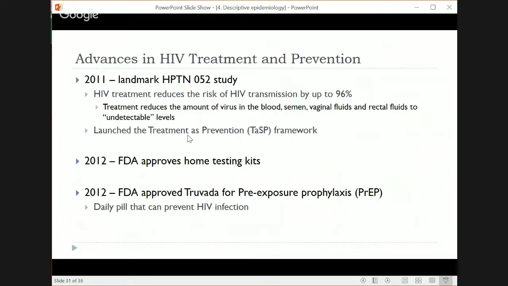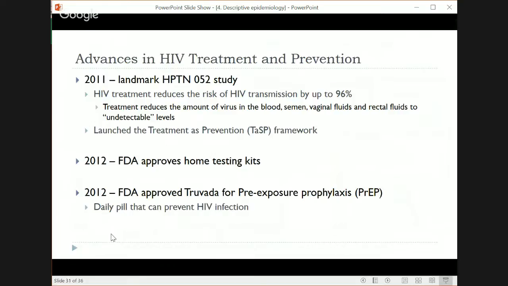Some other things that have happened recently are that in 2012, the Food and Drug Administration approved home testing kits. So people can now test themselves for HIV in their homes. Why they wanted this was so that, sometimes people don't want to do it in their doctor's office. Sometimes people just feel more safe testing themselves at home.